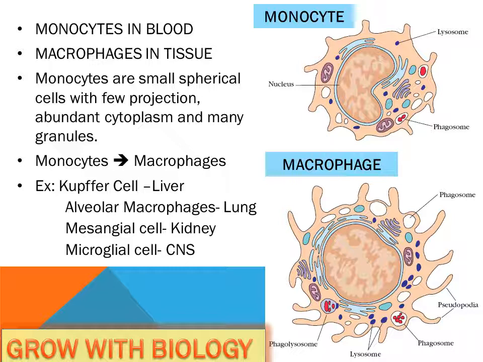Examples are Kupffer cells in liver, alveolar macrophages in lungs, mesangial cells in kidney, and microglial cells in central nervous system tissues.